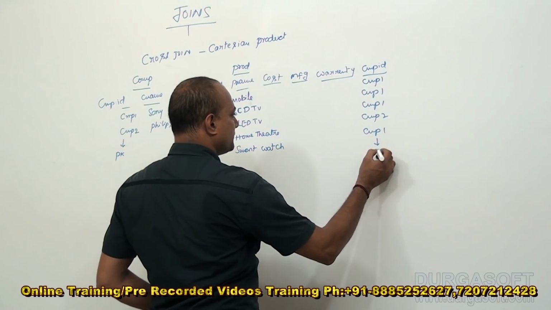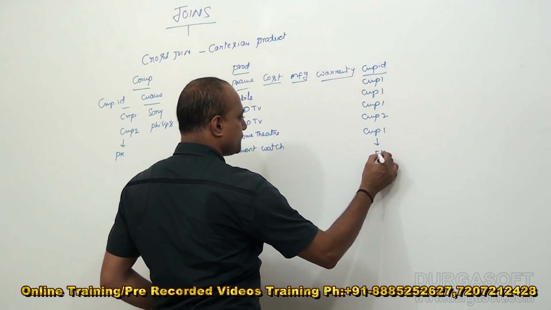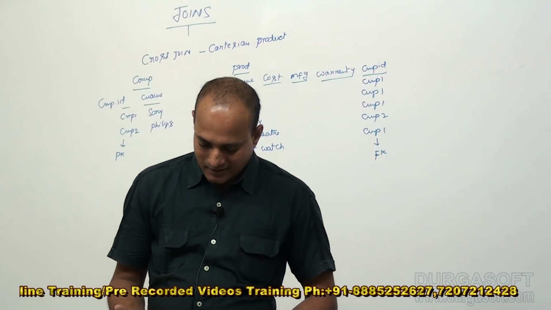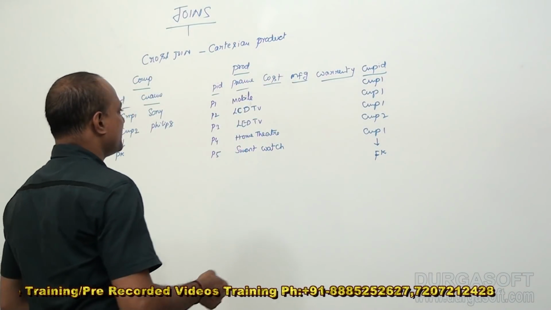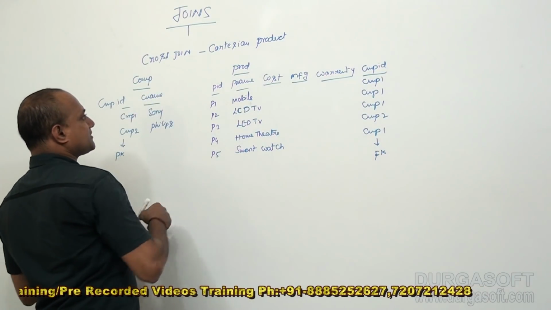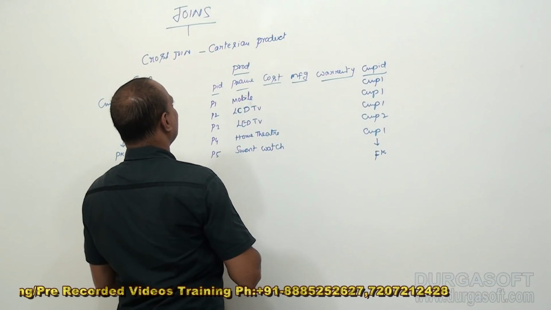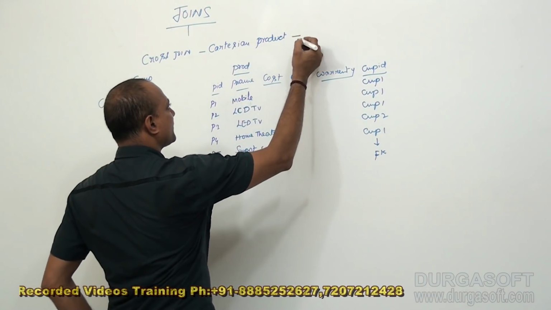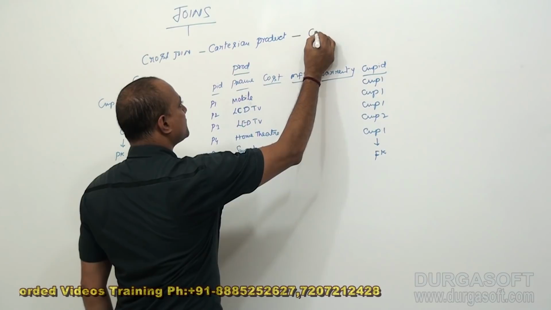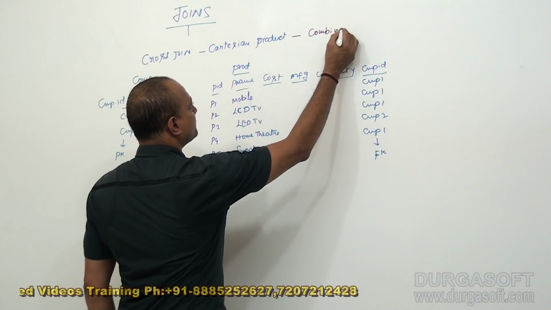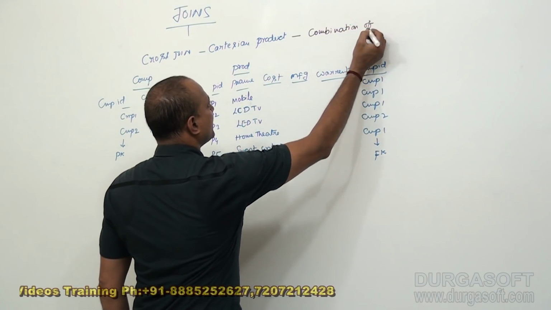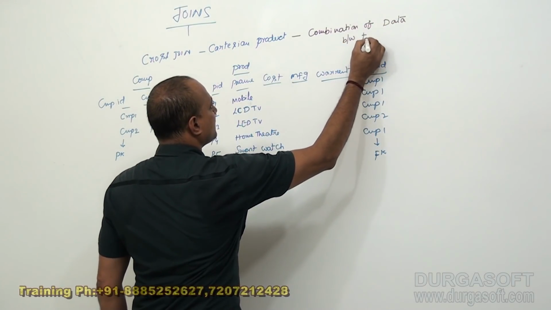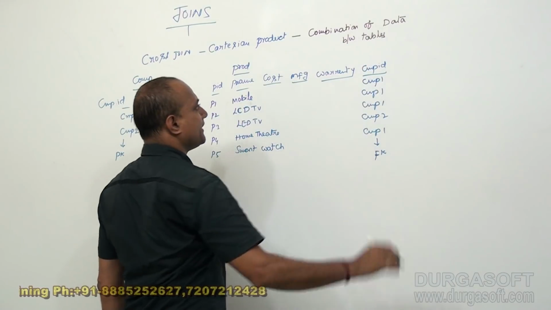Now here in the product table, company ID is a foreign key. Now what is meant by Cartesian product? See, Cartesian product means you are getting data from multiple tables by using joins. Cartesian product means a combination of data between the tables. Remember, combination of data between tables.